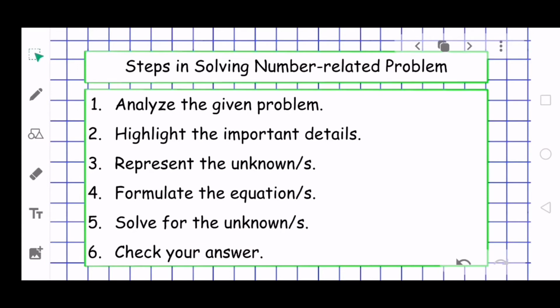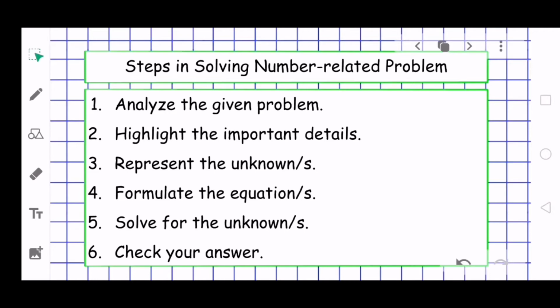First is to analyze the given problem. Second is to highlight the important details or the keywords that will be useful whenever you are formulating your equations. Third is to represent the unknown. Fourth is to formulate the equations. Fifth is to solve for the unknowns. And lastly is to check or verify your answer.